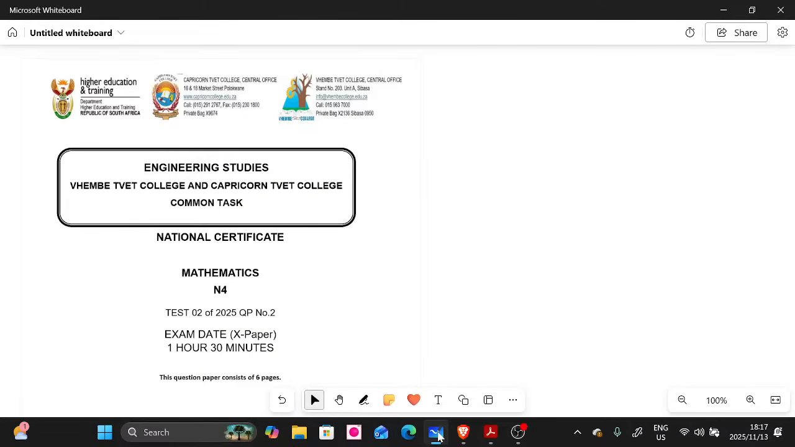So what we're going to do here, we're going to do question 1 of this question paper today, and then tomorrow we're going to do question 2, and then if that question 2 is short, we're going to do question 3 as well. But if it's not, then on Saturday we're going to do question 3. Then next week we're going to revise the common paper from Free State and Gauteng.